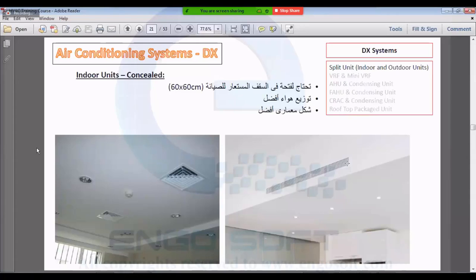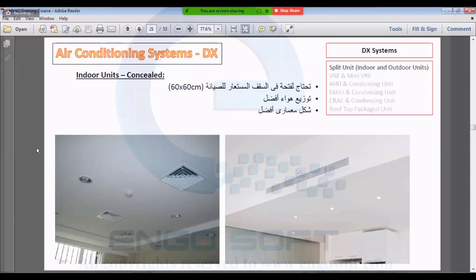So you see, this is in every hotel. When you enter any guest room in the hotel, you see something like that: the ceiling at the entrance of the room is lower than that of the room, right? Because here they installed the tank unit or the split unit. So it is concealed.